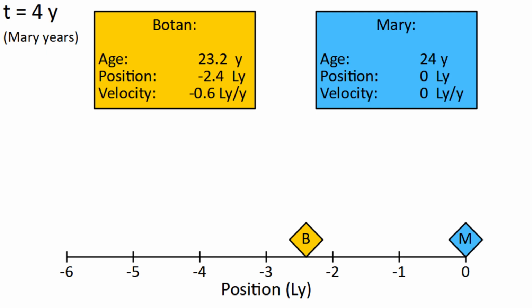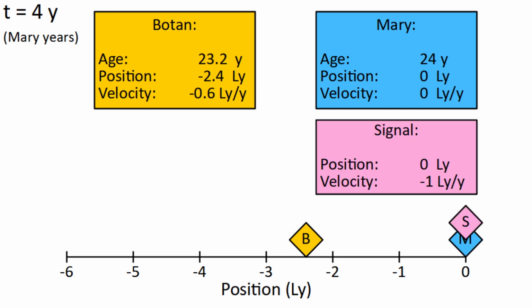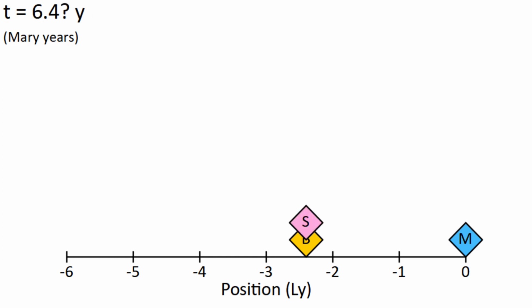At this time, Botan is at position negative 2.4, and Mary turns 24, which means it's time to send out the signal. Now we have to figure out when it will reach Botan, but that's more tricky this time. You might think it would take 2.4 years, but Botan's also moving, so her position is different by the time it gets to where she was.